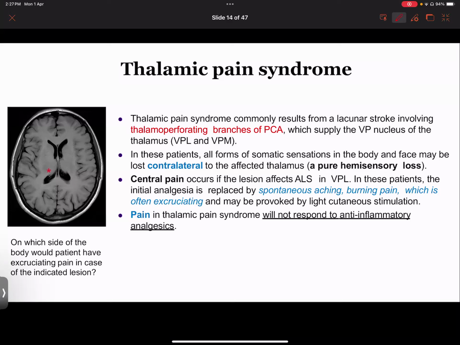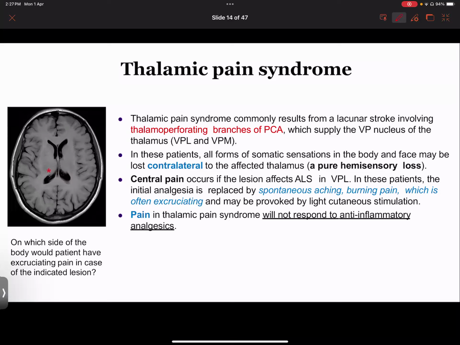And if you think of it, VPL and VPM, what do they supply? They supply the contralateral somatosensory information of the body and the face, and taste. So it makes sense that those people are going to have all forms of somatic sensations in the body and the face lost contralaterally. All of these kinds of sensations, like pain, vibration, proprioception, light touch, fine touch, everything is going to be lost on the contralateral side.